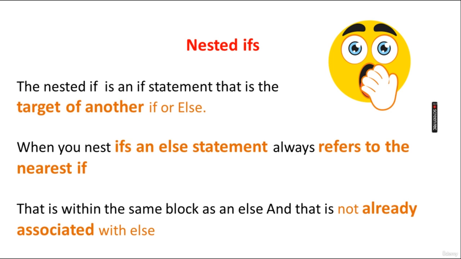So whatever you are writing inside an if, the else will always refer to the nearest if that is available. Directly after the completion of the if block, it can be a single line or multiple lines, closing curly braces, the else should be present immediately. So any else statement you specify will be associated with the nearest if statement that is within the same block as the else and that is not already associated with an else.